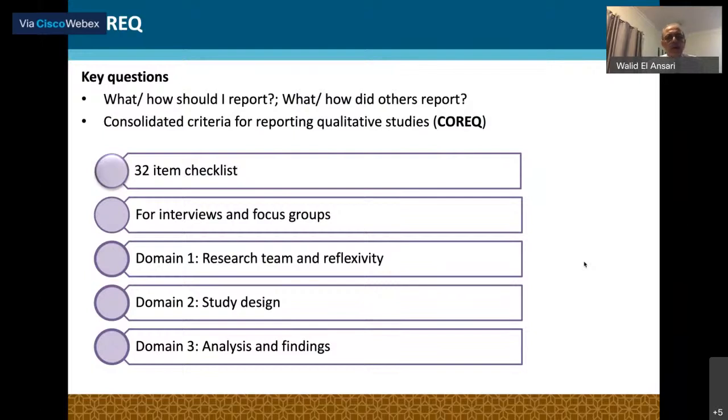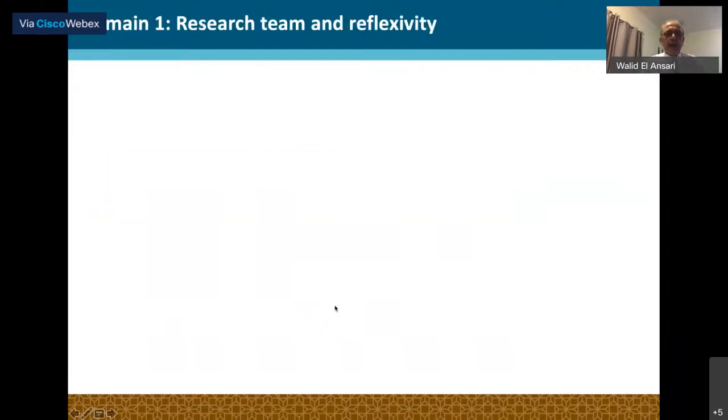There is something known as the Consolidated Criteria for Reporting Qualitative Studies, known as the COREQ, that comprises a 32-item checklist. It could be used for interviews and focus groups, and it comprises 3 domains. The first domain is a set of questions that I ask myself: have the authors or investigators reported this? It has to do with research team and reflexivity. The second domain is a set of questions having to do with study design. And the third domain has to do with the analysis.